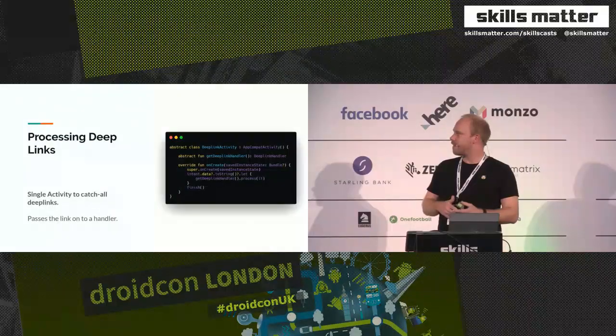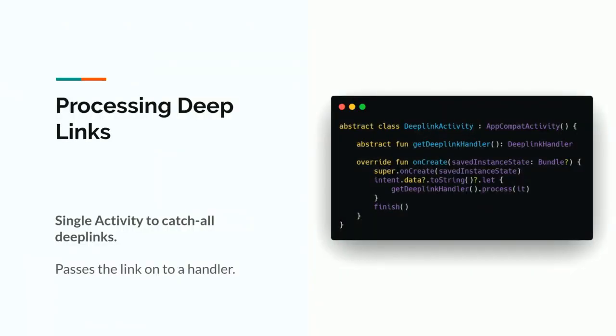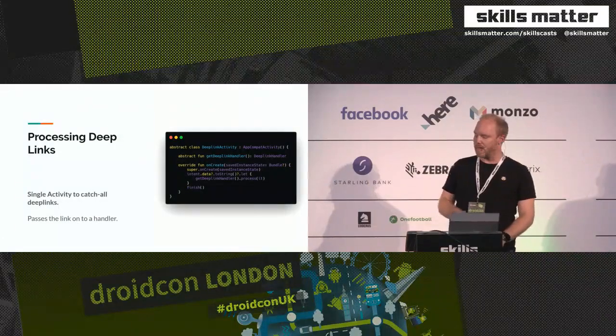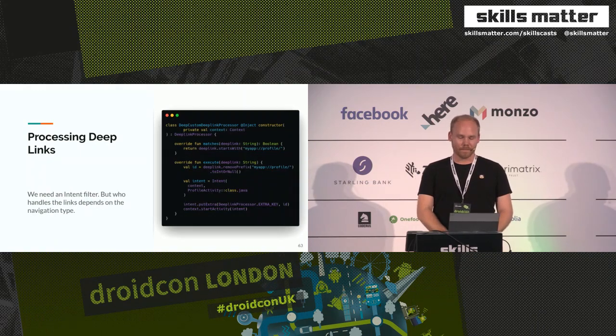In the catch-all activity, we can then parse the deep link and forward it to, for example, a handler. In this case, I added an abstract class where we can define the handler, or where it comes from, at the point where we implement it. The activity itself just opens the intent, which was used to start the activity, and then accesses the data and passes it on.